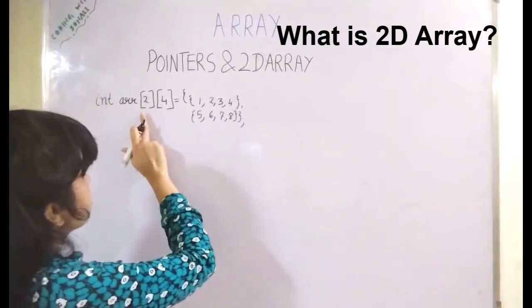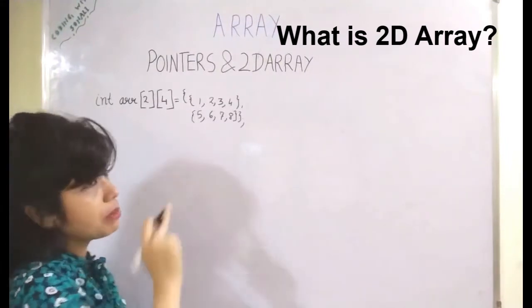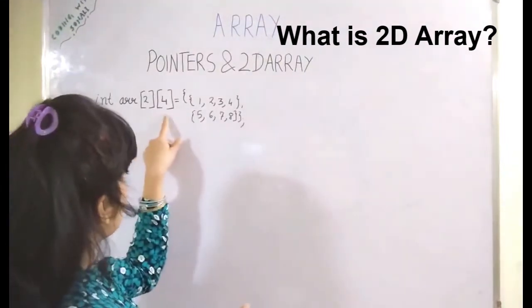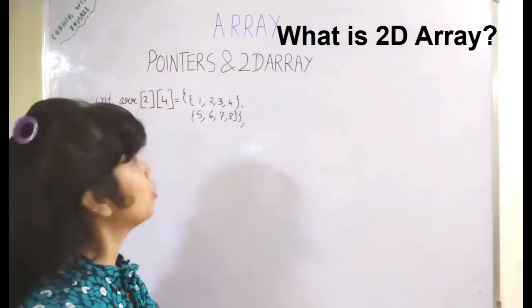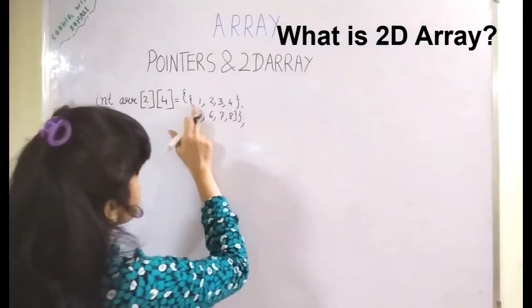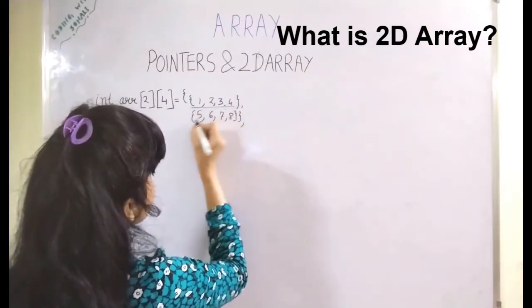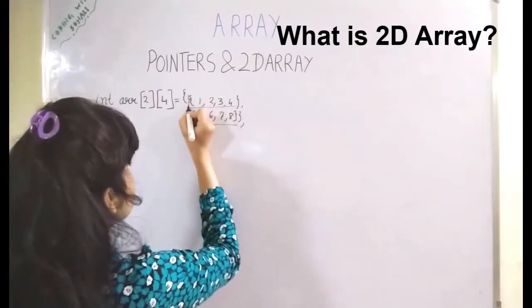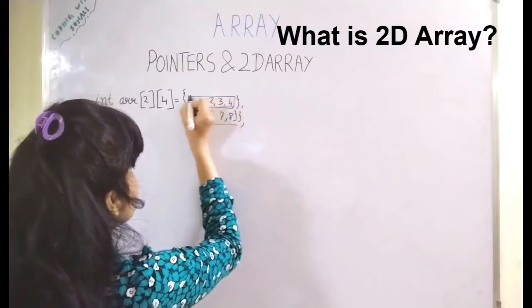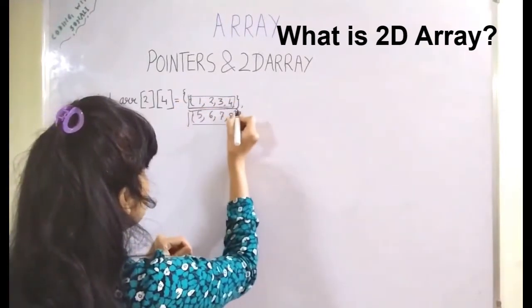What will be the size? Row into column into the bytes, since it's an integer it will be 4. So row into column, that is 2 into 4, 8 into 4, so it will be a total of 32 bytes. Now, I am saying it is a collection of elements. You can see this is the first element and this is the second element. This first element is itself a 1D array, and this is also a 1D array.